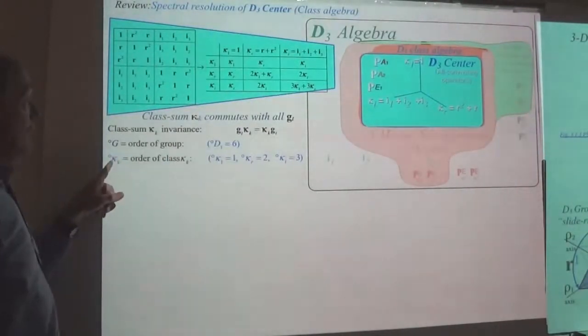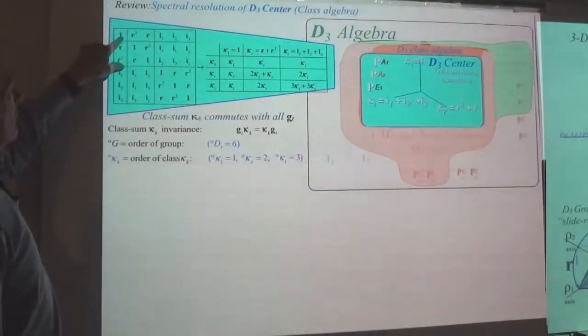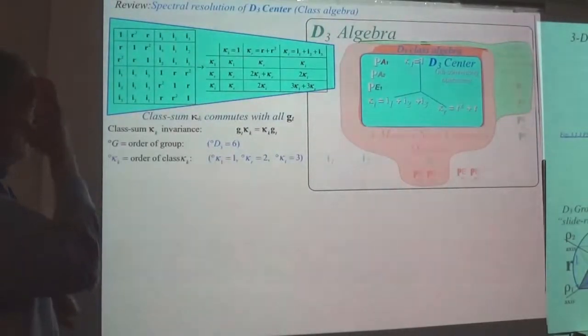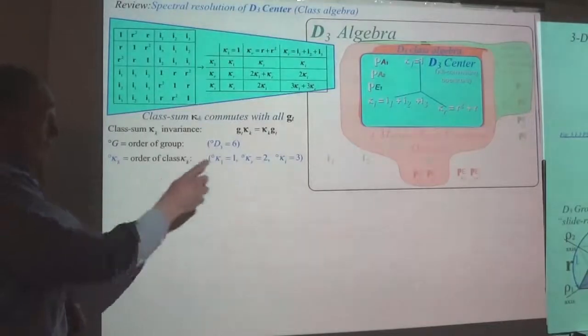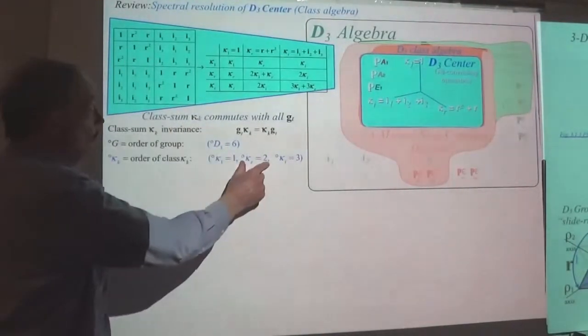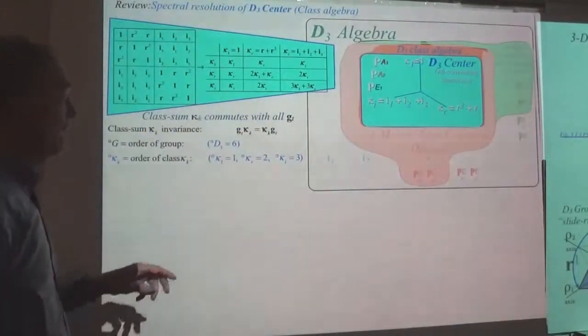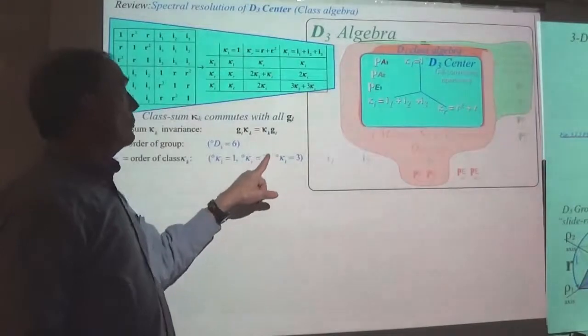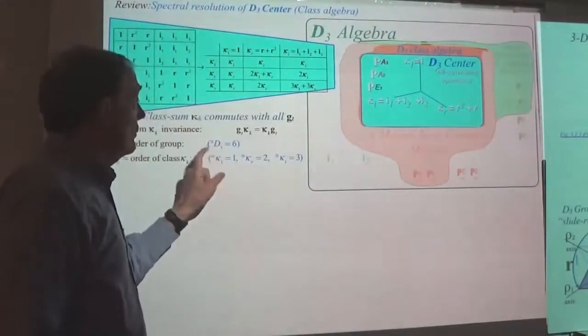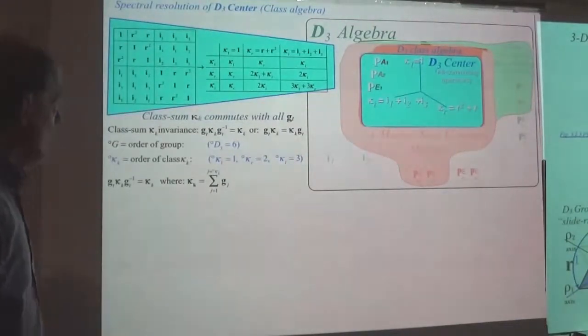But the order of a class, that's quite different. The class of the unit is in a class by itself, okay? So it is only one element. But the number of elements in this class is 2, and the number of elements in the 180 degree class, the I class, as opposed to the R class, is 1 more, is 3. So those are key numbers, okay? And they're going to play a role that's rather important here.